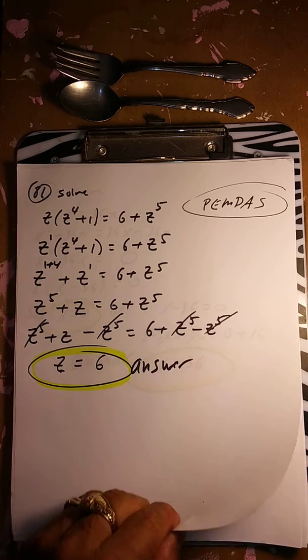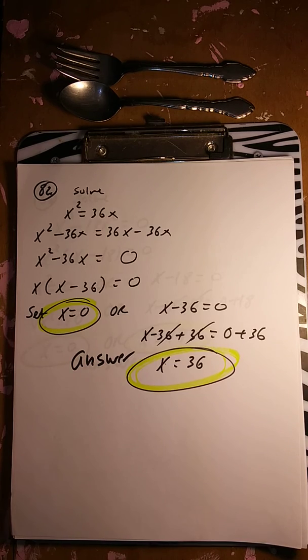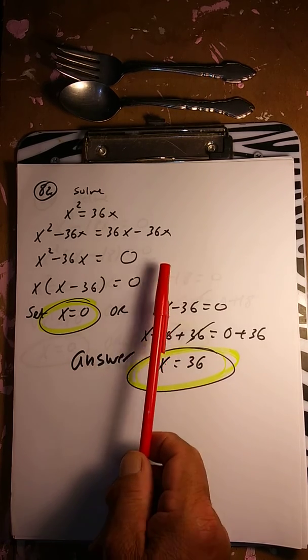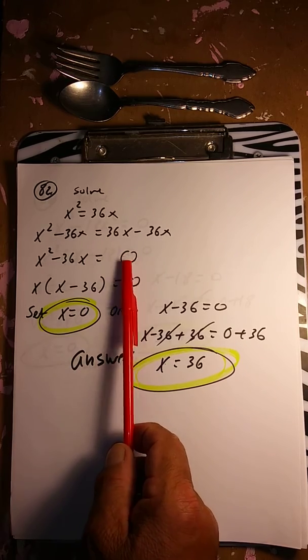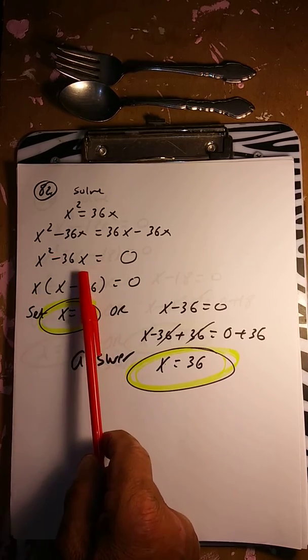Alright. That was good. Solve this one. Let's do it by factoring. So we're going to subtract 36x from both sides, so that's going to be a 0. So x squared minus 36x equals 0.